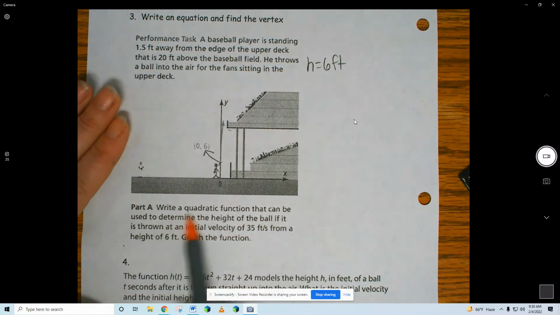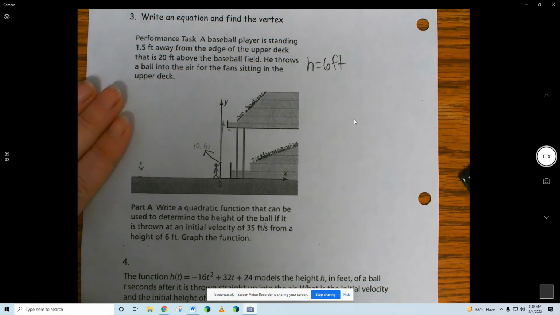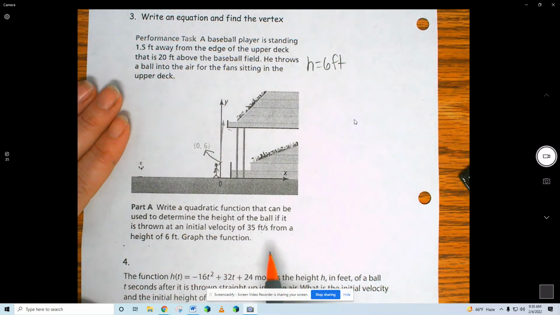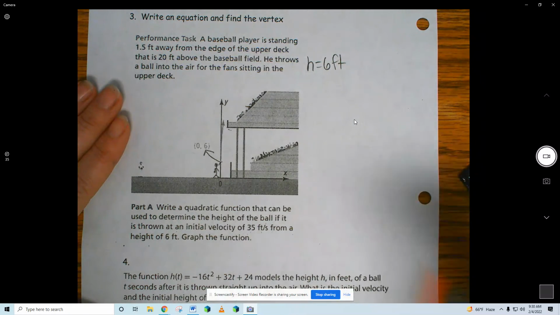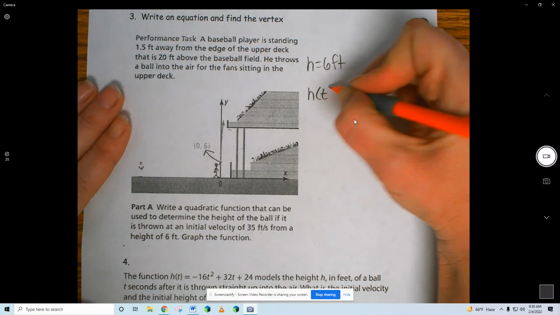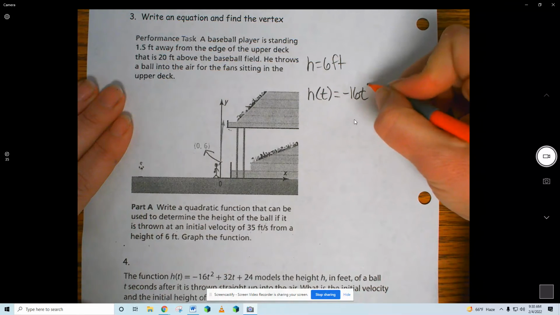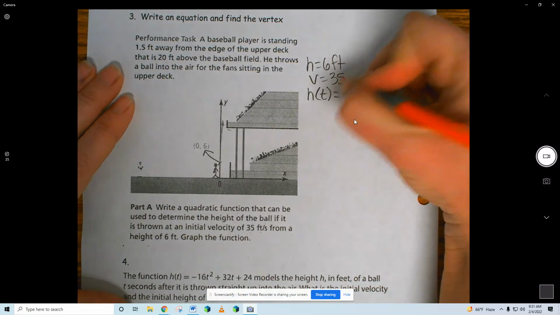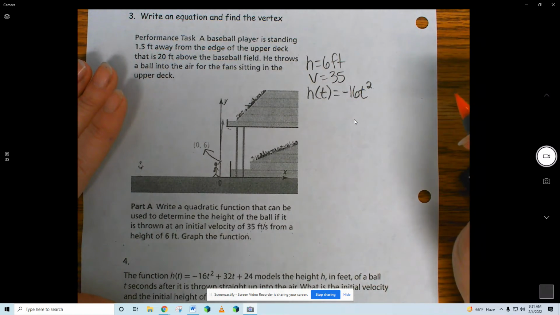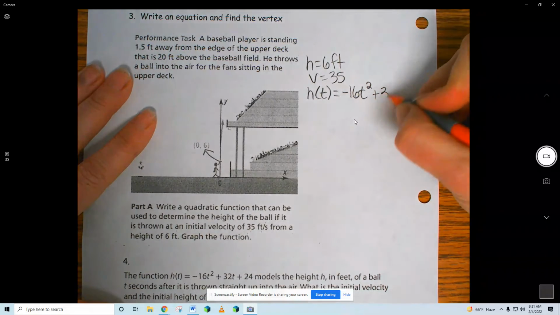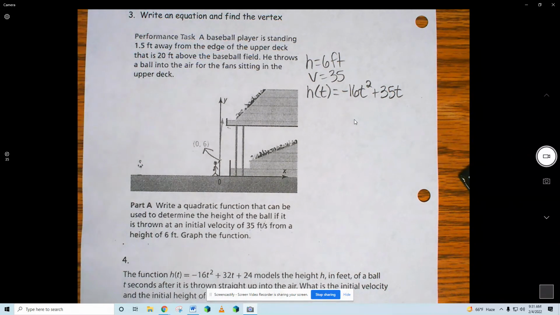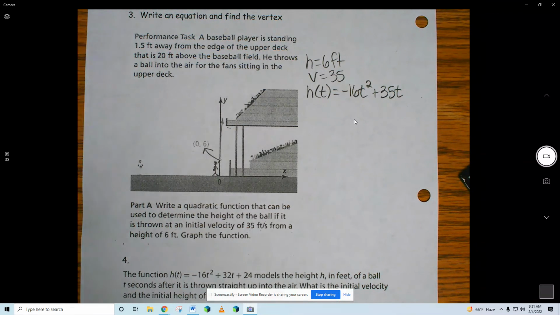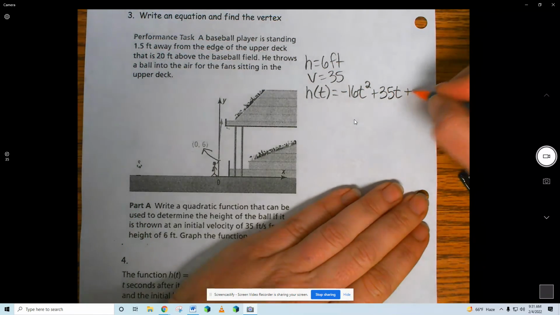Part A. Write a quadratic function that can be used to determine the height of the ball if it's thrown at 35 feet per second at a height of 6 feet. So write it. Okay. H of t equals. Obviously, it has to be negative 16t squared. What comes next? My 6 or my 35? Because the velocity. And what goes last? The man's height. Okay.